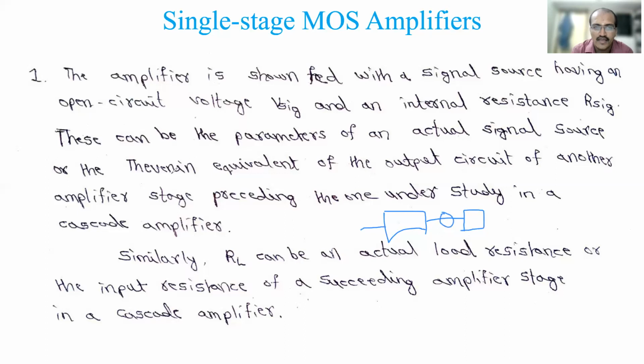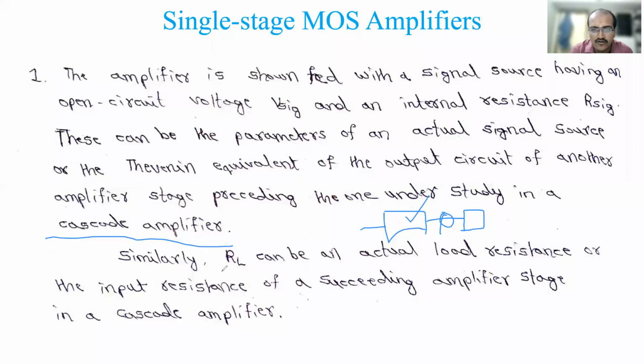Output circuit of another amplifier stage. So output circuit of another amplifier means here, in this case, this stage, preceding the one under study in a cascade amplifier. Okay, so this is called an example for the cascade amplifier case.